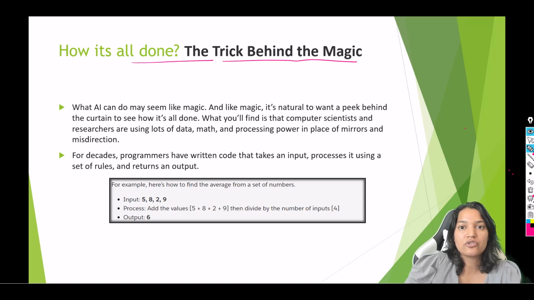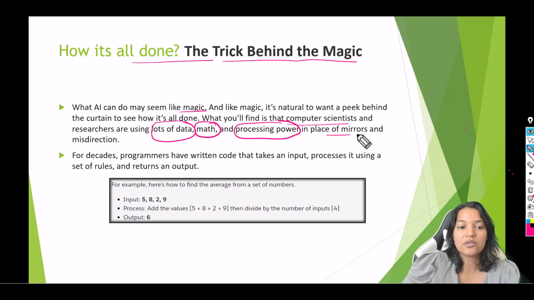If I have to explain it in very layman's terms, it is nothing but the kind of data we have fed over a period of time, and based on this data, it's now able to predict a lot of things because it has that kind of information, right? What AI can do may seem like magic, and like magic, it is natural that we want to see what's going on behind it. What you will find is that computer scientists and researchers are using lots of data, doing some kind of math on it, and using processing power. This is all it takes to get you this magic, okay?